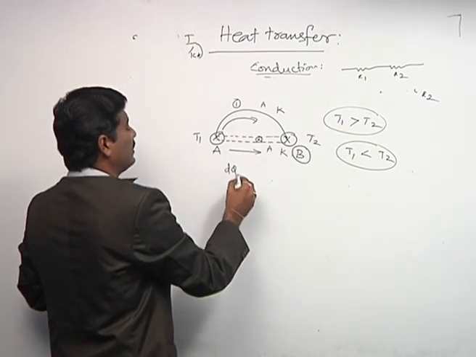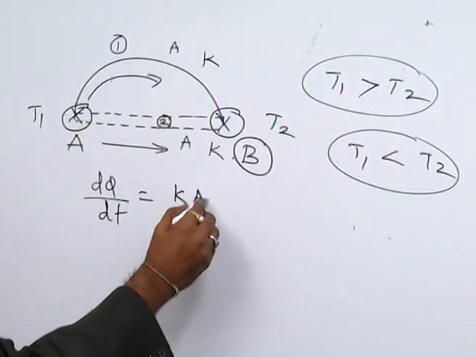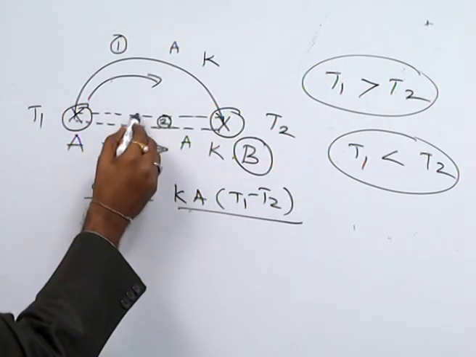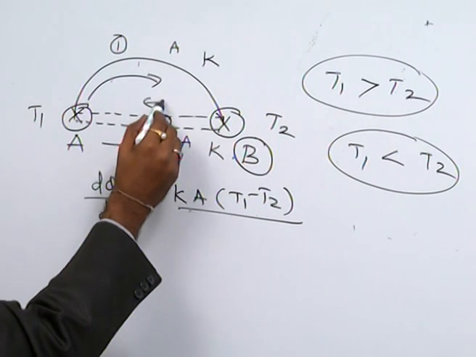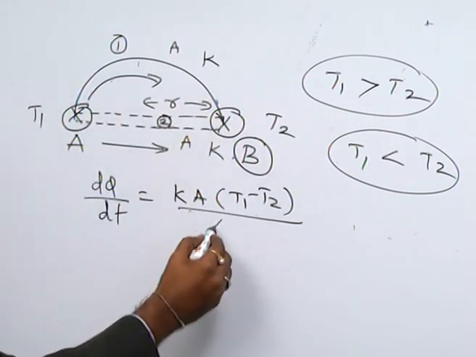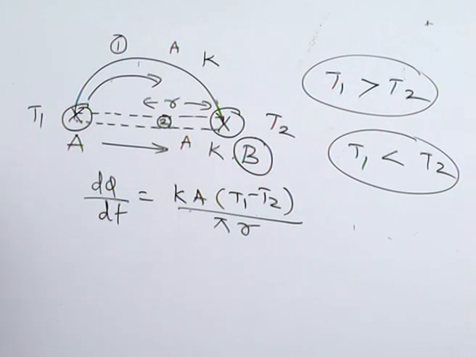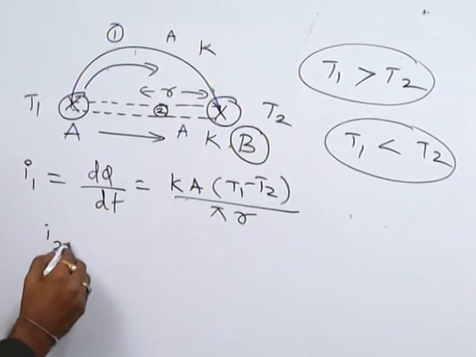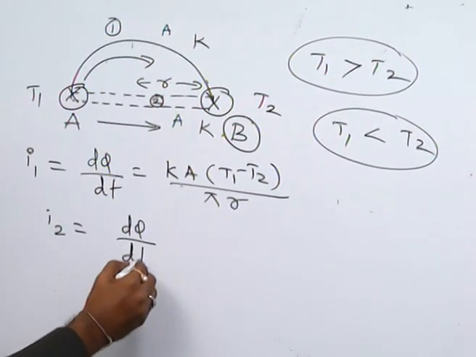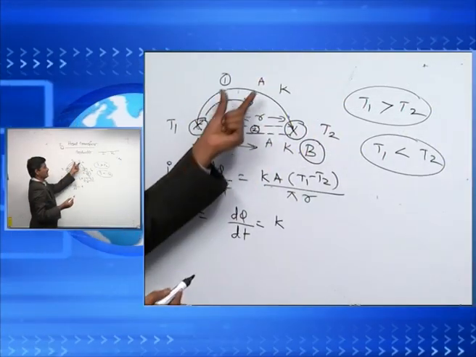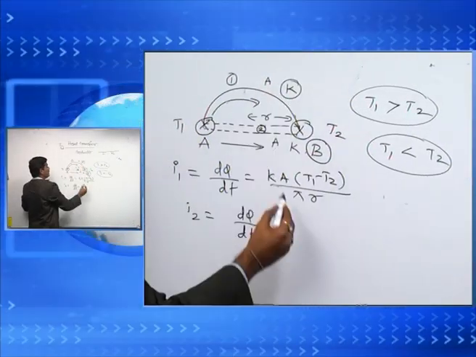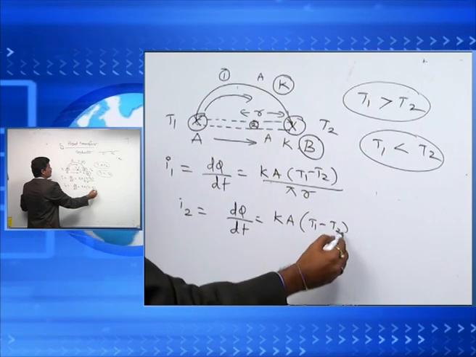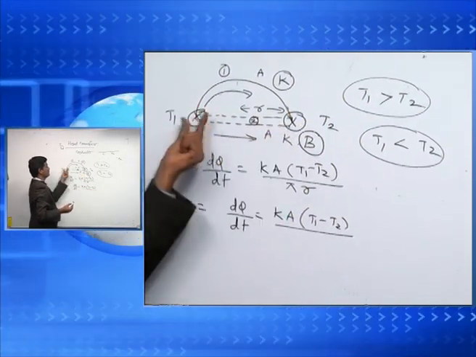So how can you take this heat flow dQ by dt? It is KA times the temperature difference, so KA(T1 minus T2) by L. Here let the radius of this semicircular rod be r, so the length of this one is pi r. This is the current I1 due to the semicircular rod, whereas I2 here can be the same dQ by dt. K is the same because both are of the same material, and A is the same, the area of cross section is the same, and the temperature difference T1 minus T2 is also the same for both because they are connected to the same junction temperatures.